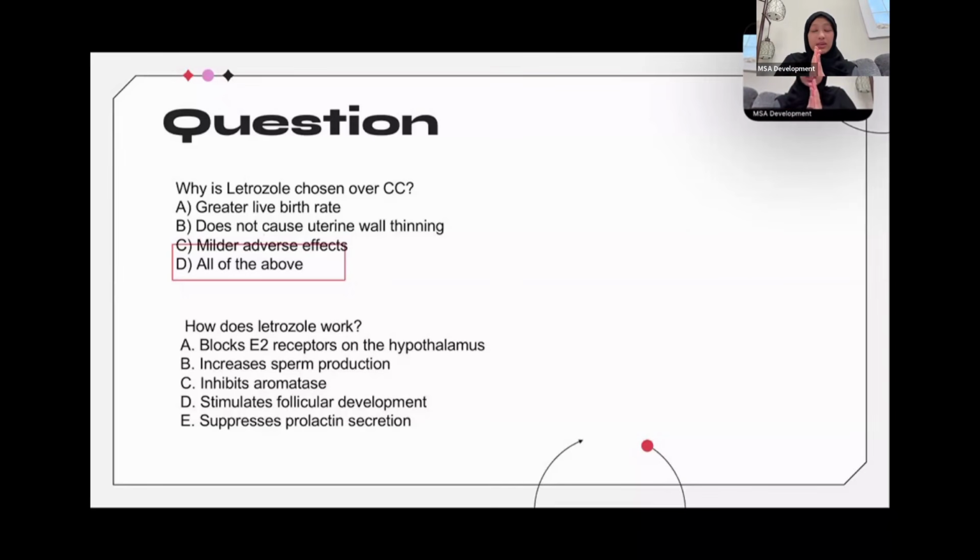So that's because what is the main reason? I hope you remember from the table. It has a short half-life. It is cleared by the time implantation happens.